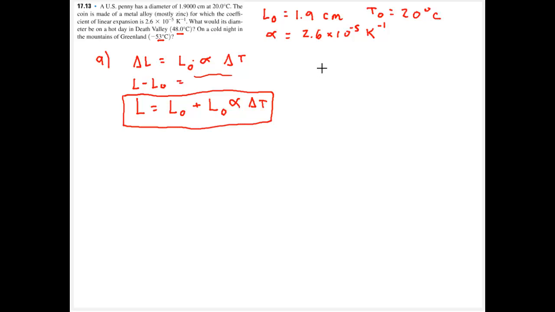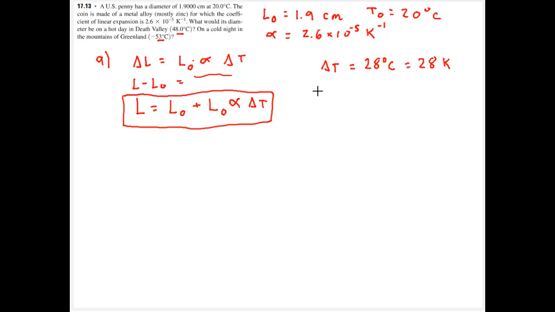In part A, I know that the temperature is going to change. It's going to go up. So my change in temperature is going to be 28 degrees Celsius. That's also going to be equal to a change of 28 Kelvin, because I simply add 273 to both of those, so the change in temperature is going to be the same.